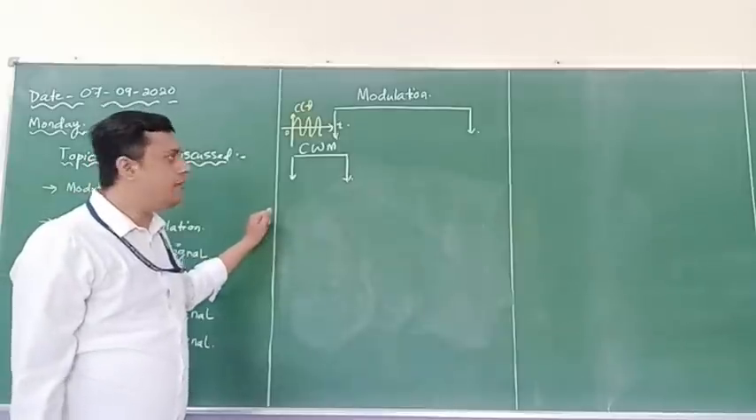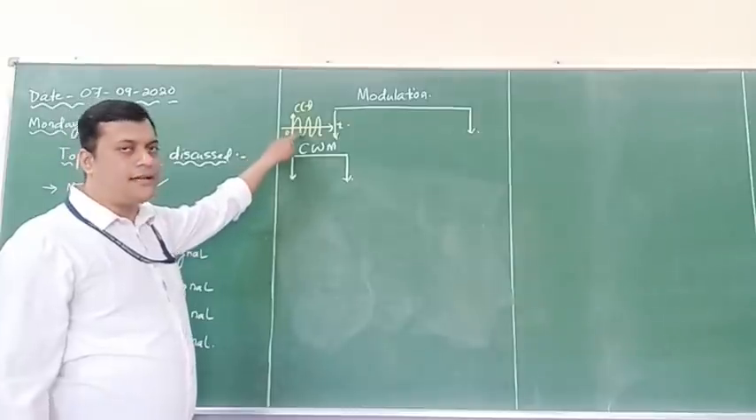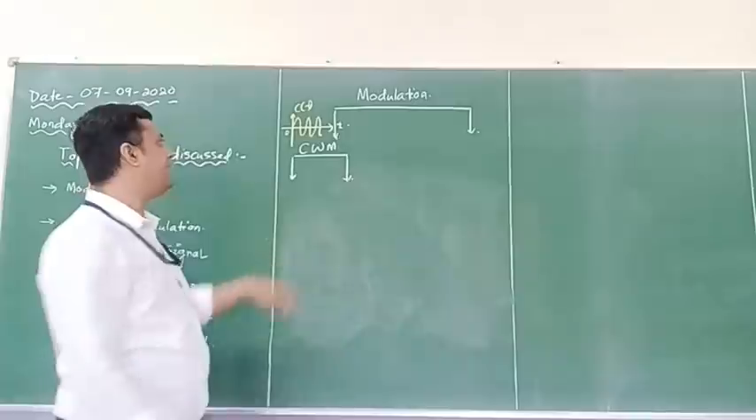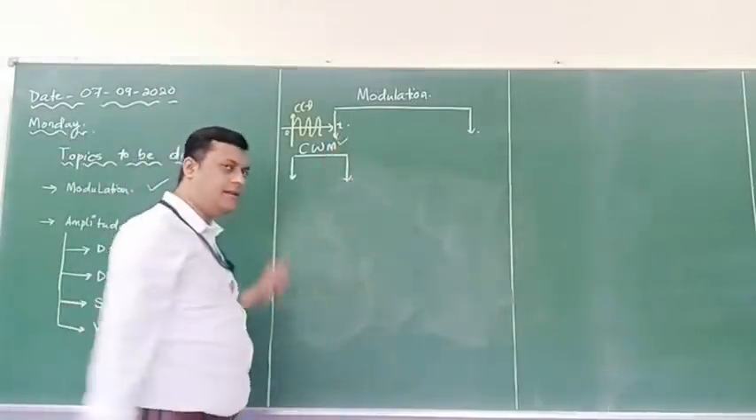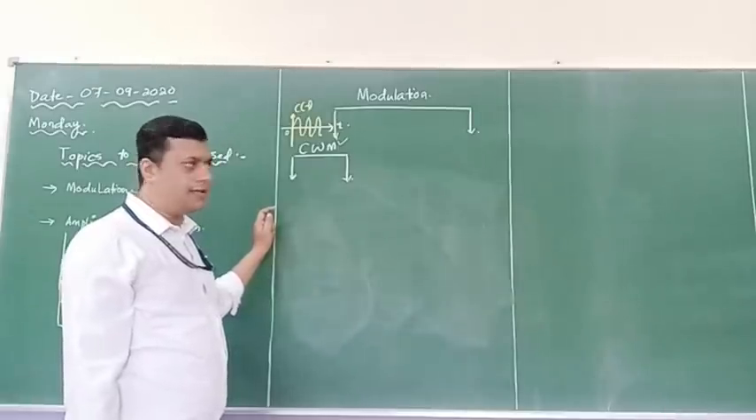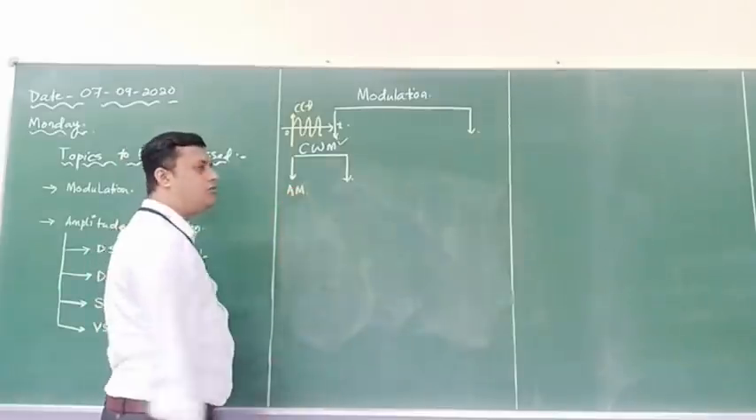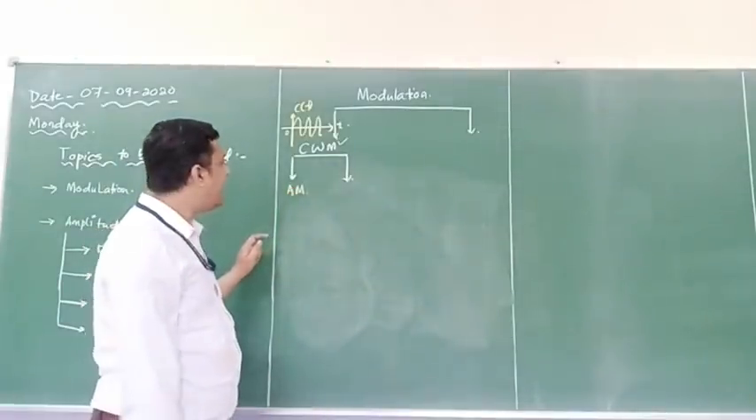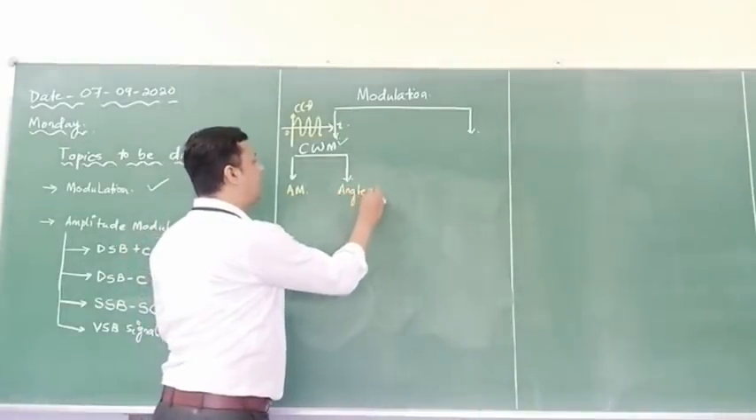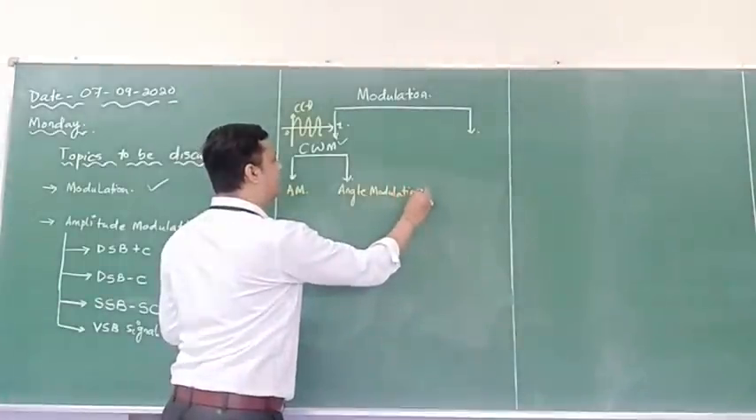If your carrier is a continuous signal, then whatever modulation takes place comes under CWM, continuous wave modulation. Continuous wave modulation has two types: one is amplitude modulation and one is angle modulation.